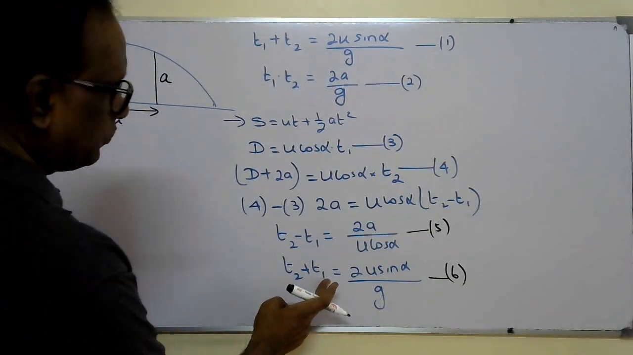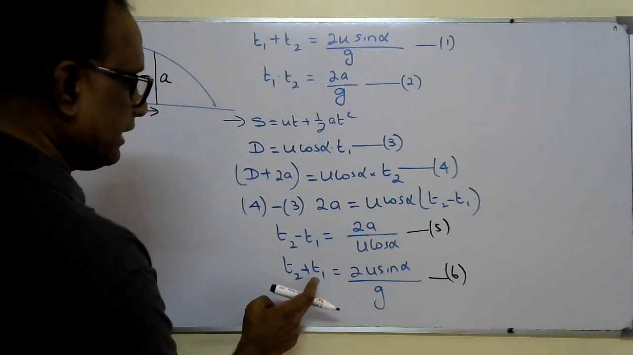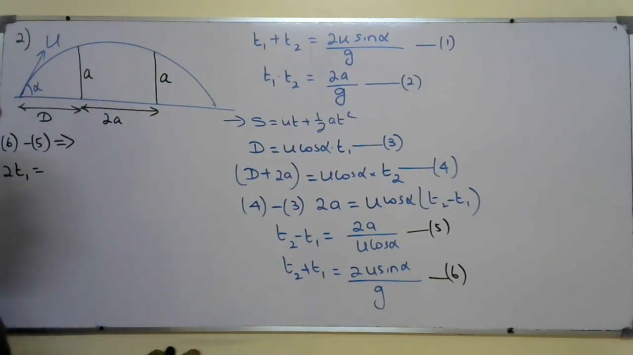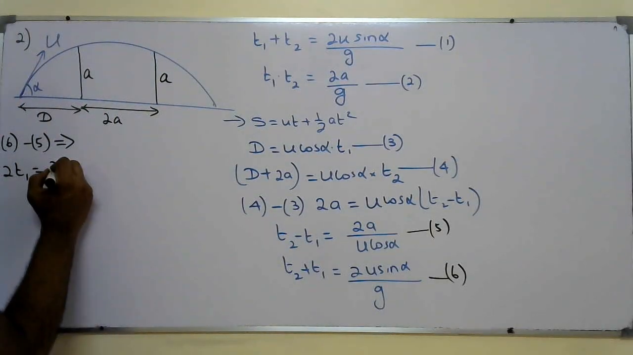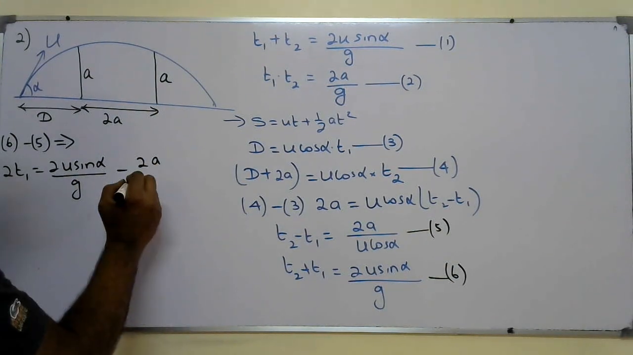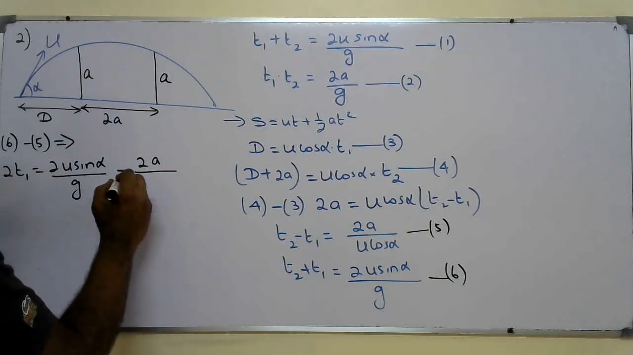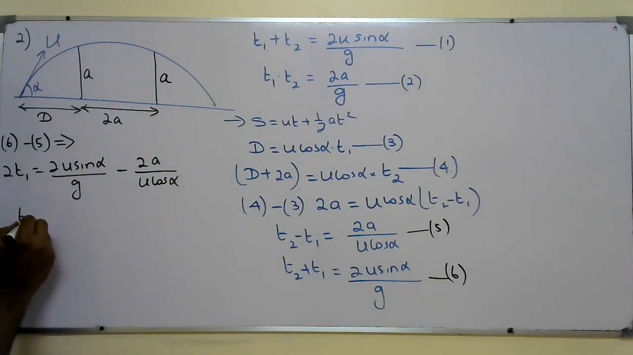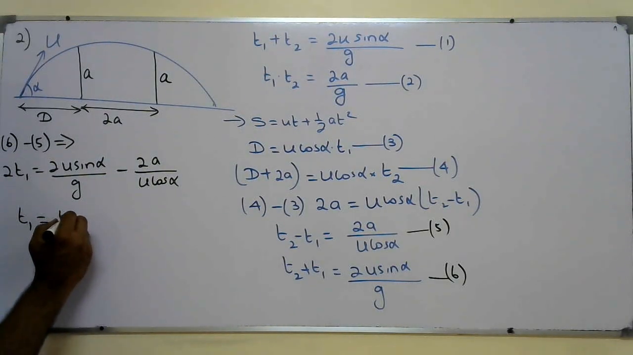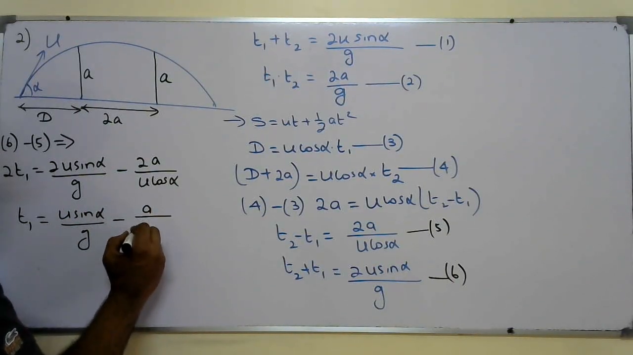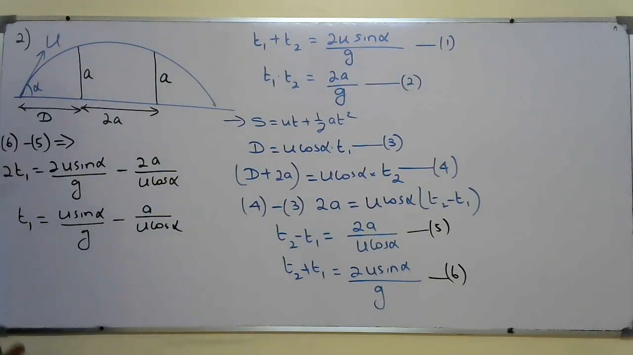6 minus 5 means T2 will get cancelled. T1 minus T1, that's going to be 2T1. 2T1 is equal to 2U sine alpha over G minus 2A over U cos alpha. So divide by 2, you will get T1 is equal to U sine alpha over G minus A over U cos alpha. Okay, that's T1.